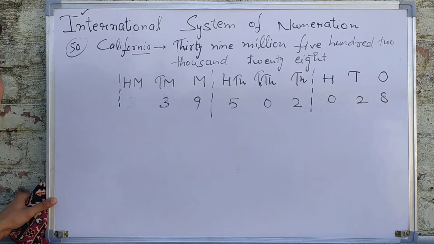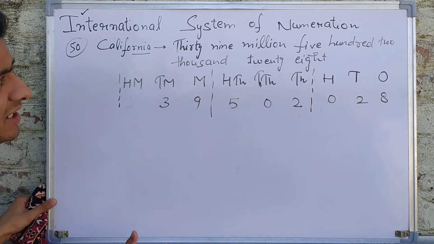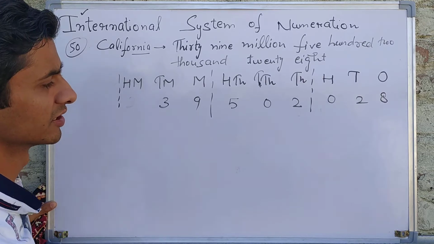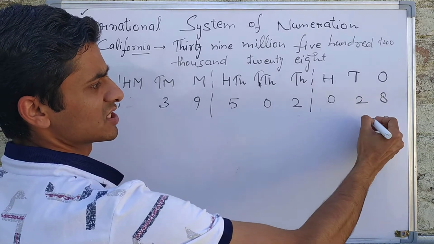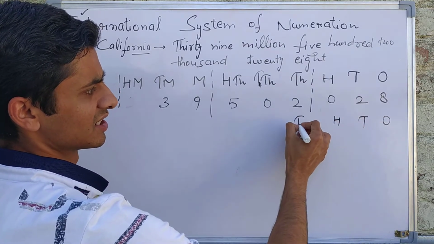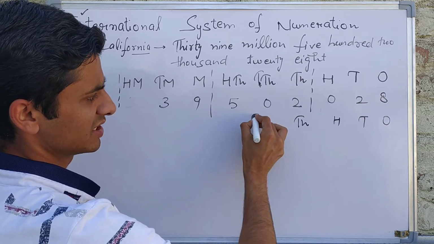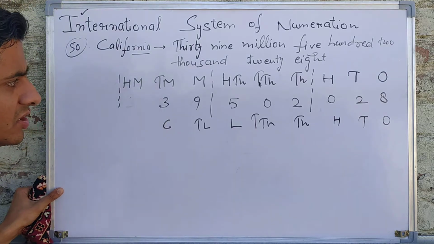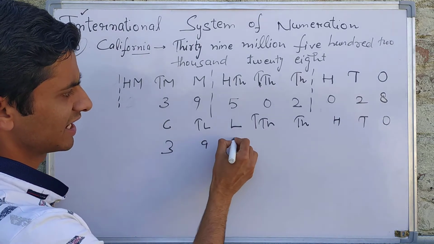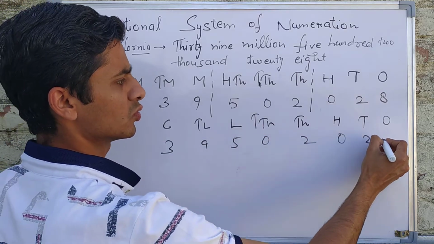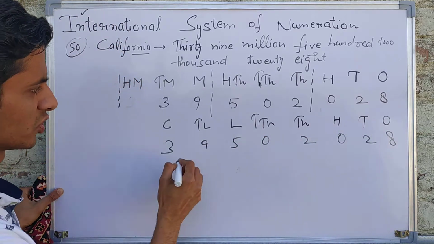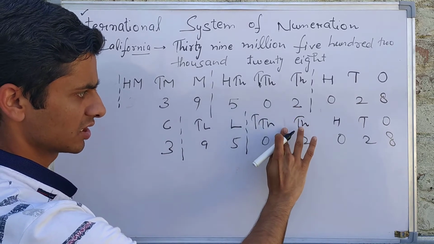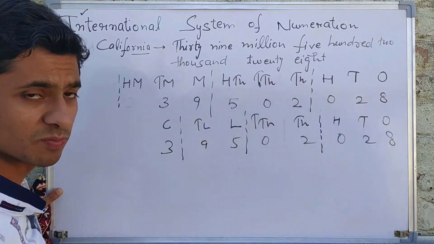Now you want to say the same number, 39 million, in the Indian system of numeration. In the Indian system this is the ones period, tens period, hundreds, thousands, 10,000s, then comes lakh, 10 lakh and crore. So the same number, 39502028, I have written it again once. So this is the crores period, lakhs period, thousands period and ones period.